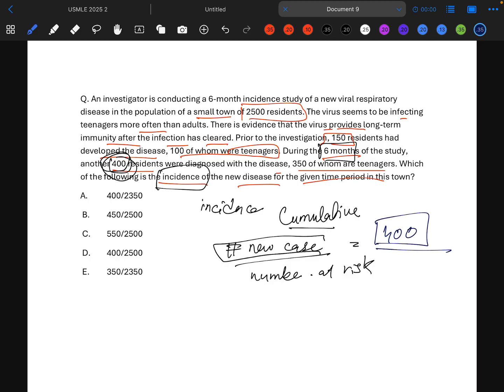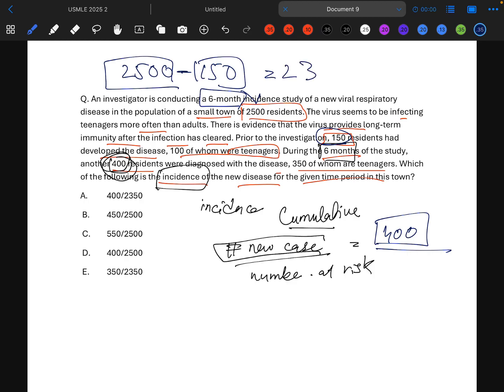We are not going towards it is a teenager. We are just getting how many new cases are coming, and new cases are 400. So now we are going for the number of people at risk. Mostly you will go for the formula. They will have to put in the total population of 2500.